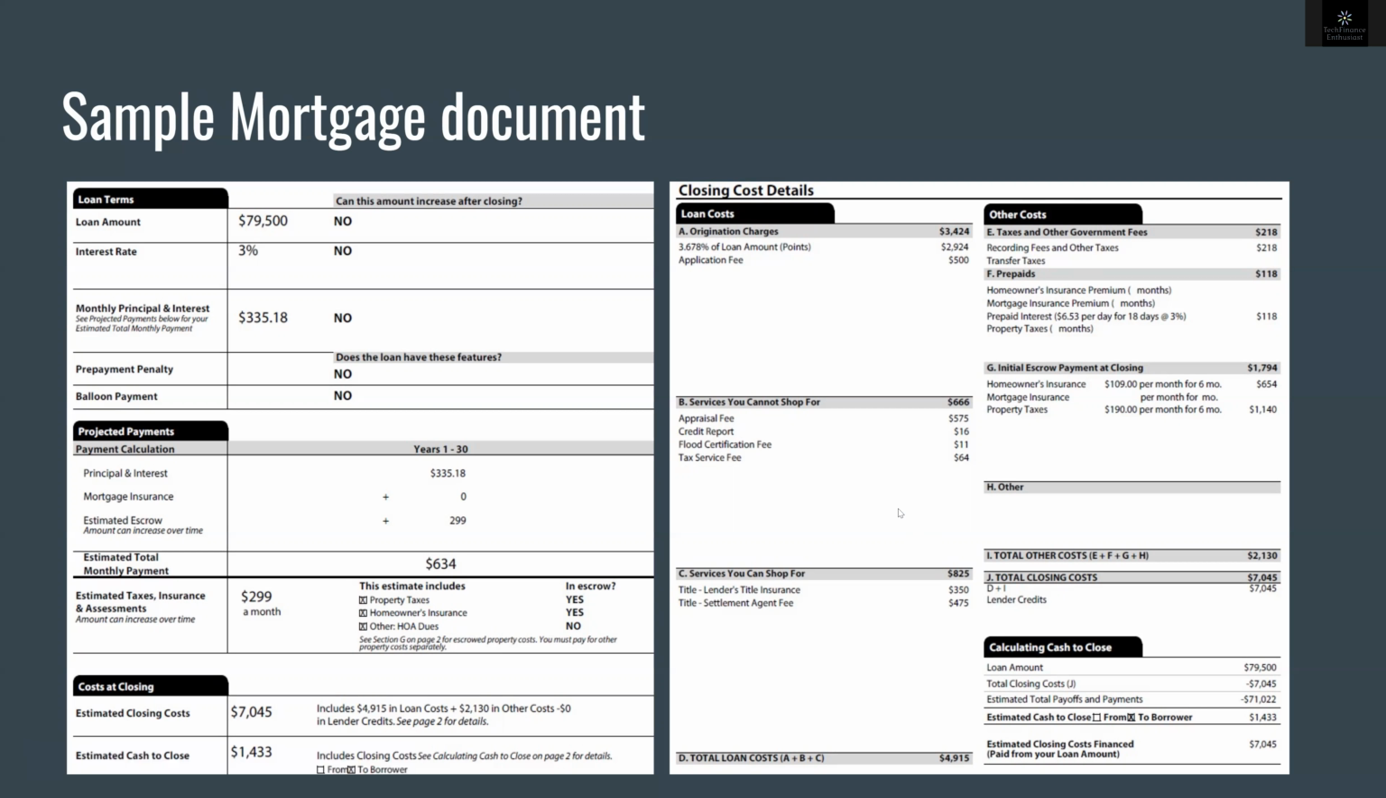So in this mortgage document, you will be able to see the total cost of the loan. If you go to the right side, the loan amount is 79,500, and the total closing cost is 7,045. And the estimated cash to close, it might be from the borrower. That means how much money you need to bring to the closing. So 1,433, but it's actually to borrower. That means the borrower will get paid 1,433.